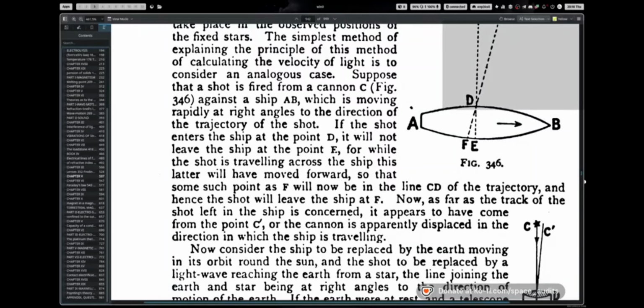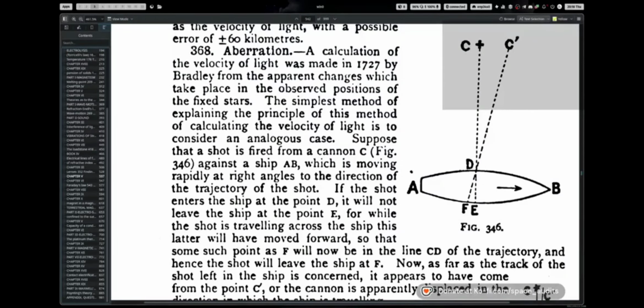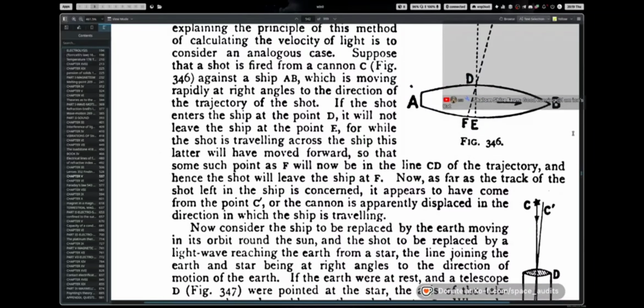And if the shot enters the ship at point D, it will not leave the ship at point E. For while the shot is traveling across the ship, this latter will have moved forward so that some such point F will now be in the line CD of the trajectory, and hence the shot will leave the ship at point F. Now, as far as the track of the shot left in the ship is concerned, it appears to have come from the point C prime, or the cannon is apparently displaced in the direction in which the ship is traveling.